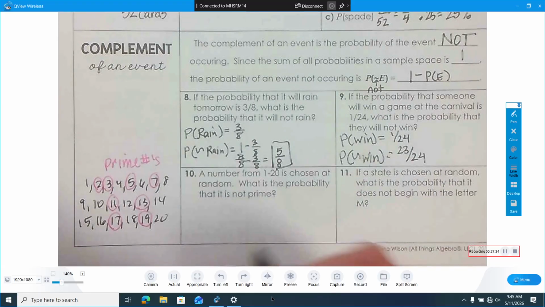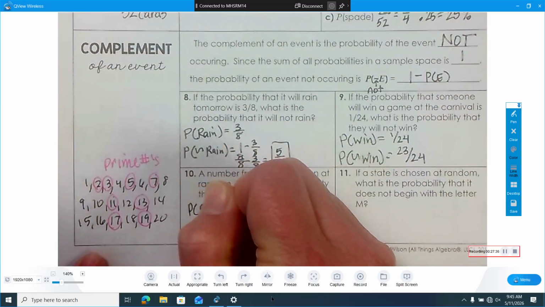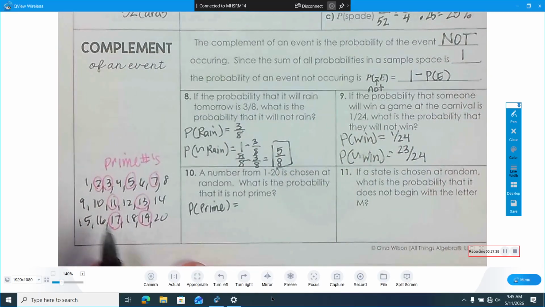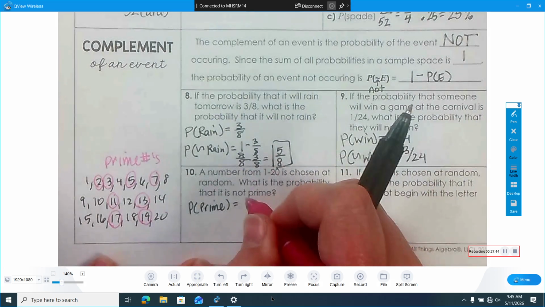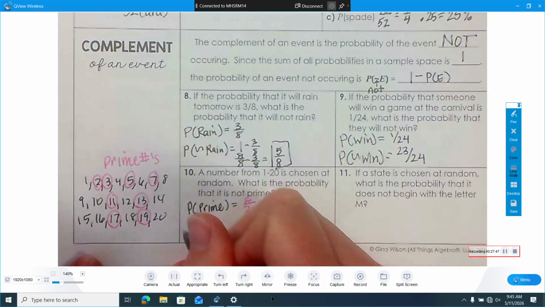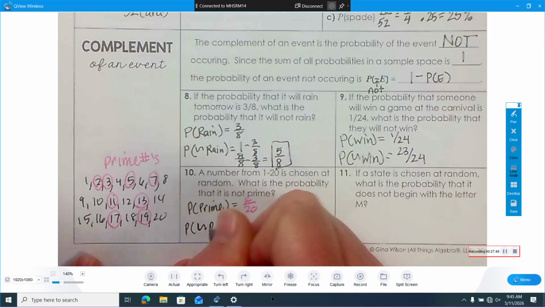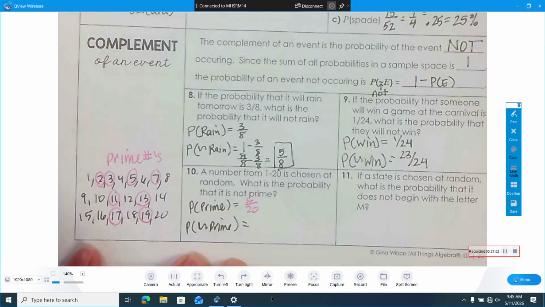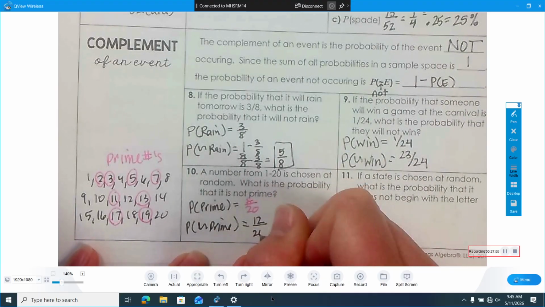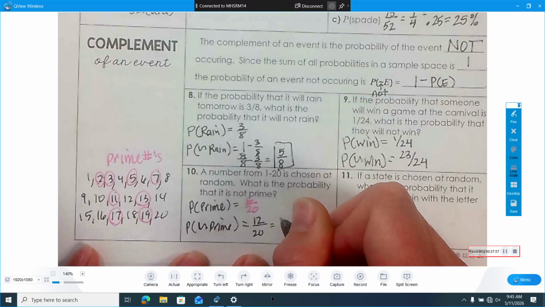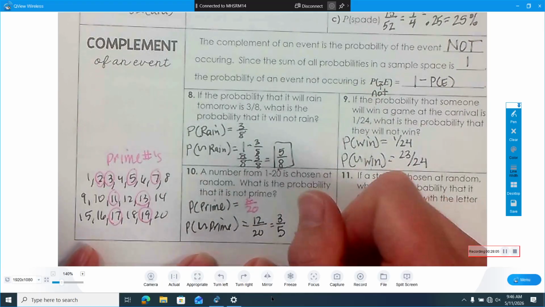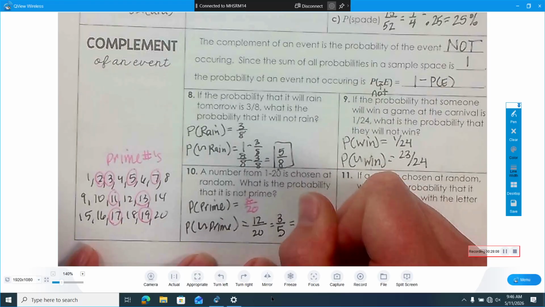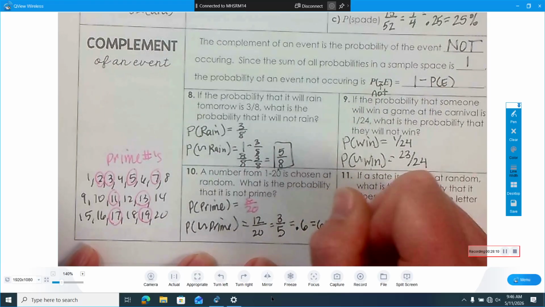So the probability that a number is prime, how many primes do we have? 8. We have 8 primes. So what's the probability that it is not prime? 12 out of 20, which reduces, divide by 4, to 3/5. 3/5 is 0.6 or 60%.